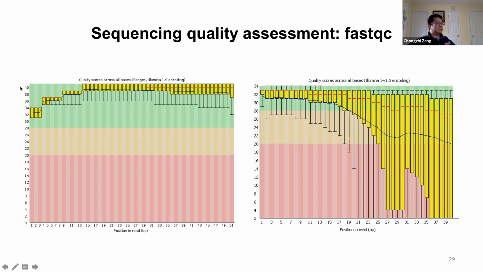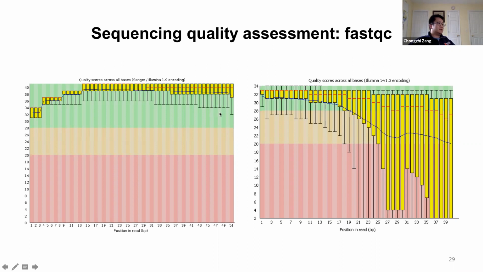And you can see this is the quality score distribution along the reads. The green area means that the quality is good, and if you're down in the red area, it means this is questionable. The quality is not very good. So these are two examples of two real ChIP-seq data sets.